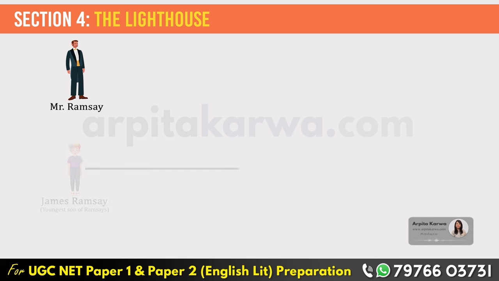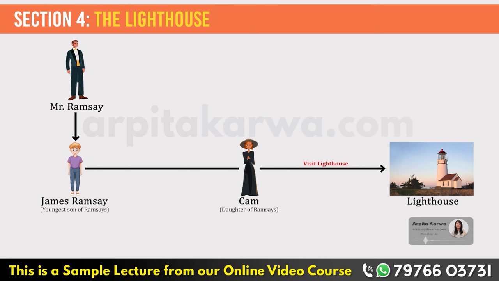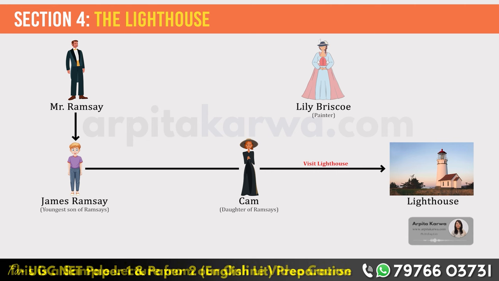He wants James and Cam, one of his daughters, to accompany him to the lighthouse, and his children are unable to understand the reasons behind their father wanting them to go to the lighthouse, even though they have grown up now. The Ramsays set off, and Lily, who abandoned the painting on the last visit, is desperate to complete it on this visit.